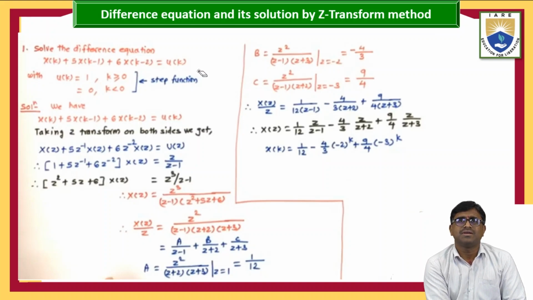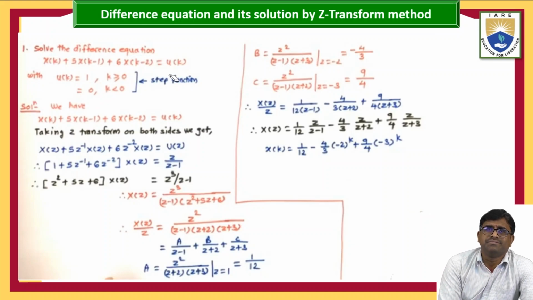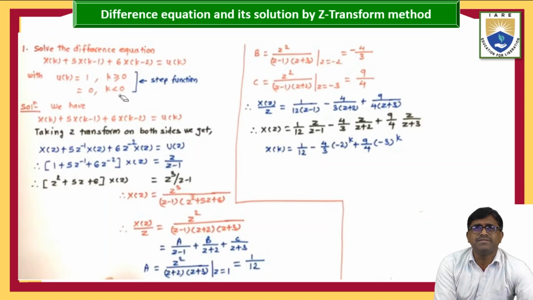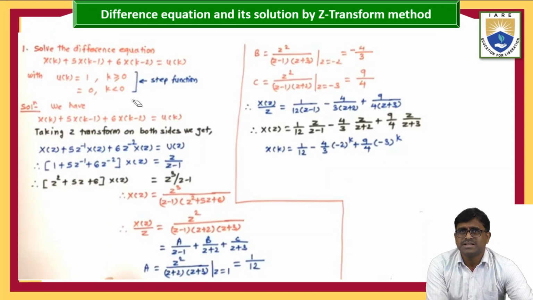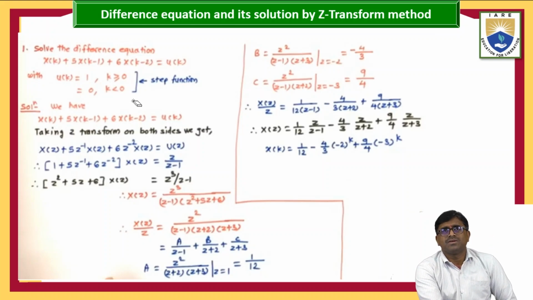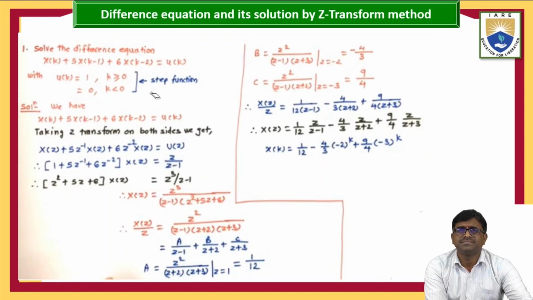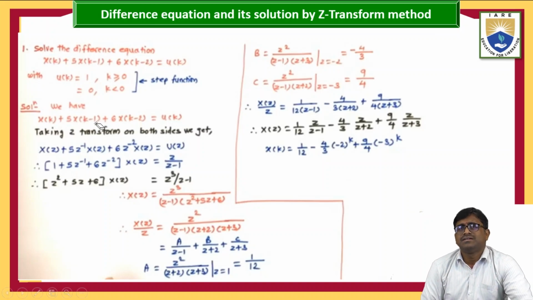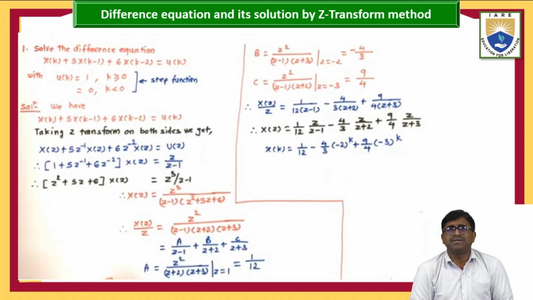It is coming like this, where u of k is the unit function, that is, the step function. For this step function u of k, if k is greater than or equal to 0, it is coming to 1, and if k is less than 0, it is 0. Already we know the basic function of the step functions. So by applying the step functions to the above differential equation, we find the z transform of this one.